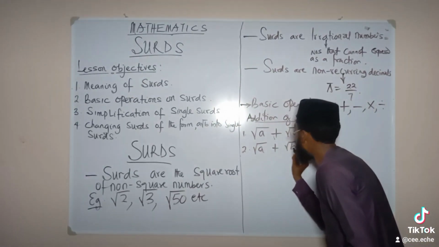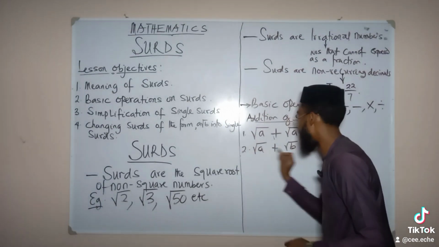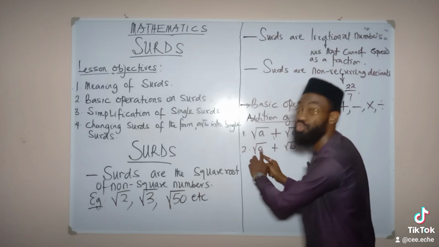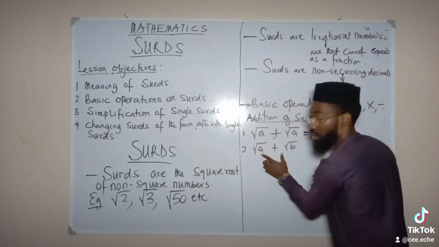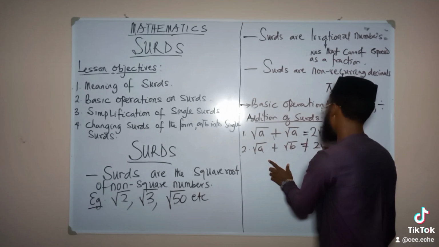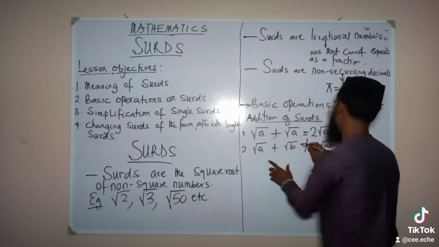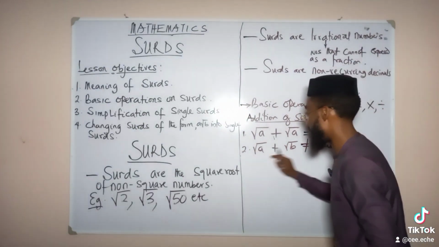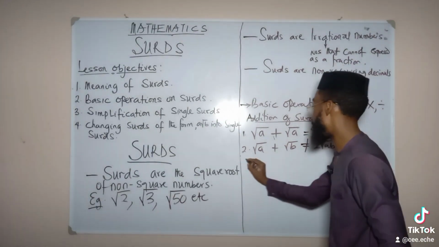Because these two are not the same letters or number inside, you are not allowed to add them together, because they are not like terms. So this is not the same thing as 2 root AB. This is not it. You can't add this, so you leave it like this. So we are done with addition.